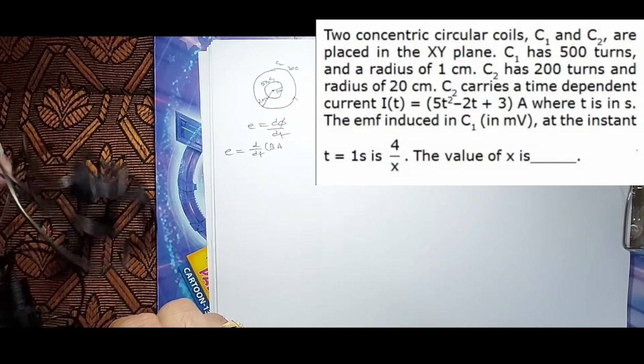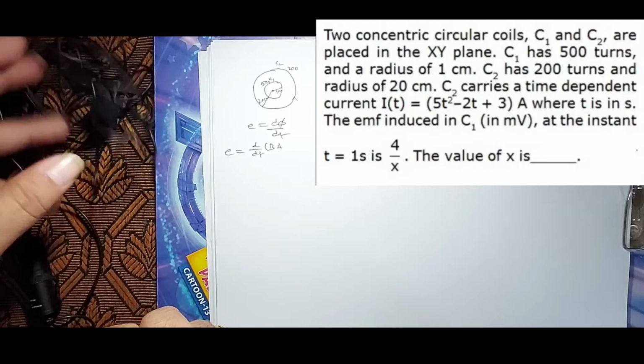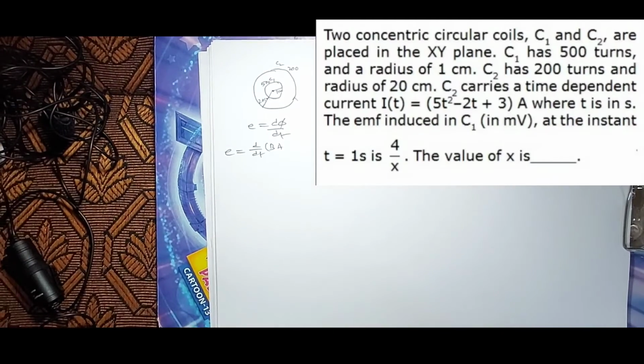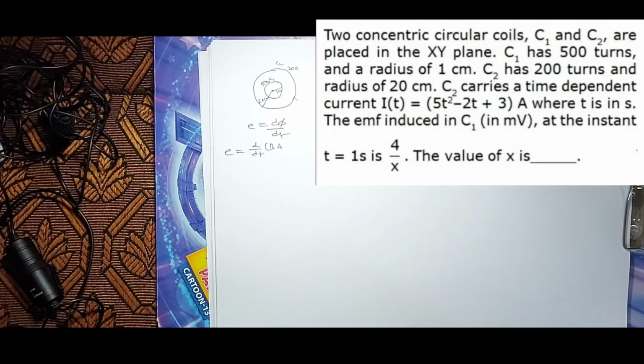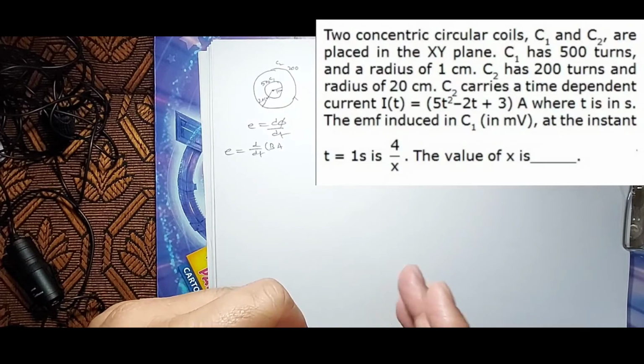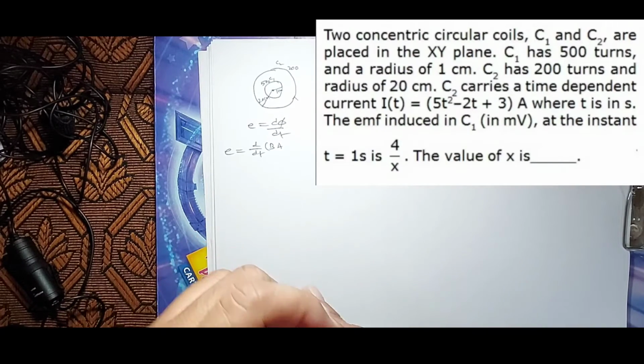The EMF induced in C1 at the instant t = 1 second is 4 by x. The value of x is?